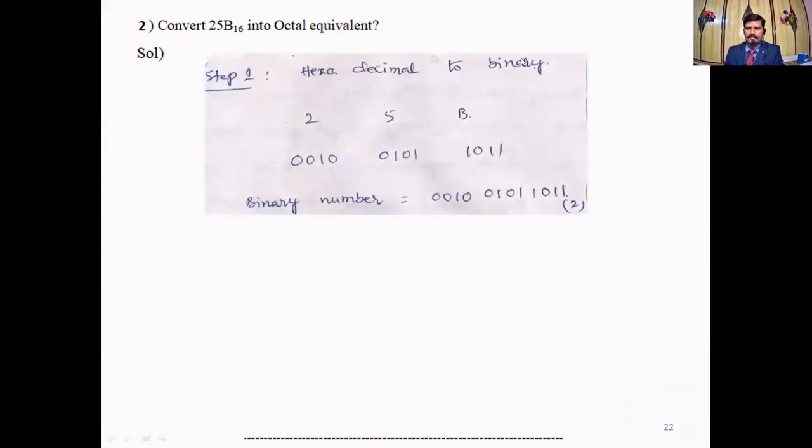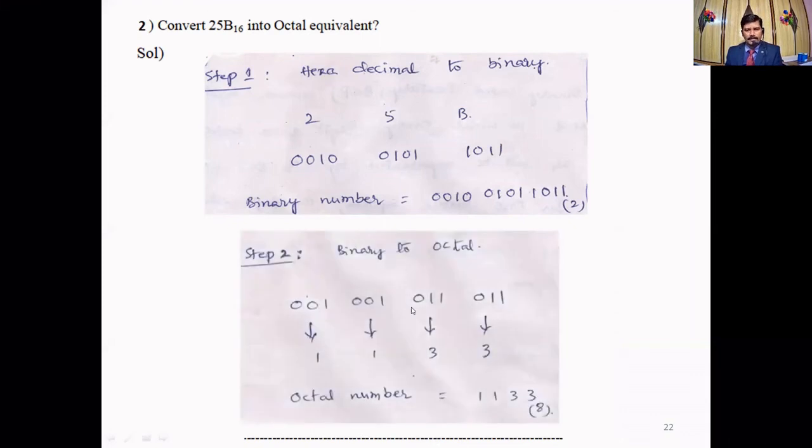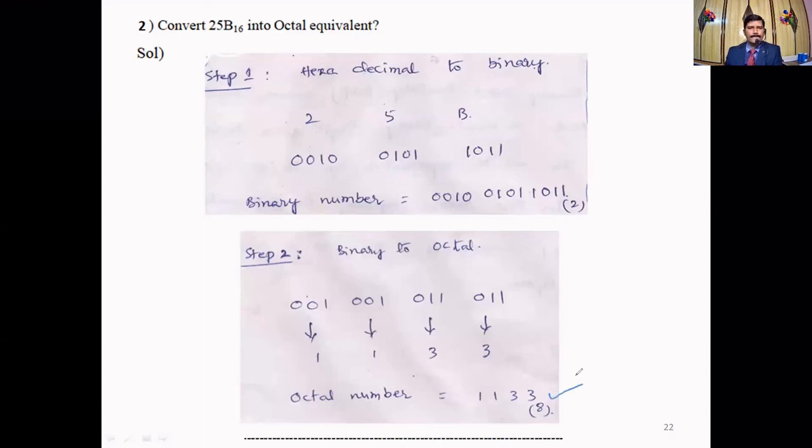See here, hexadecimal to binary using 4 bits. So the binary number comes, and then binary to octal. So the octal number, like here, 3 bits, right? So the final answer is this one.